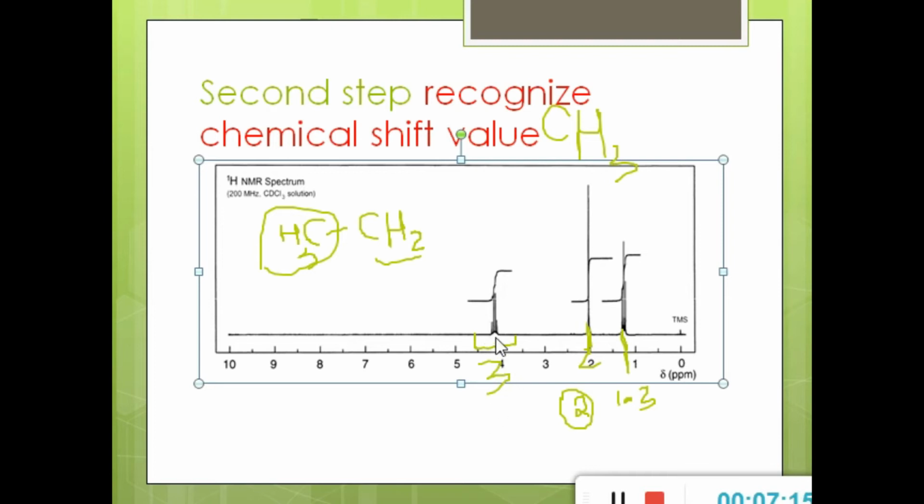Then the third value is a quartet. Quartet means that this hydrogen is present on the carbon which is attached with the 3 hydrogens in its environment. As you can see here, this is a methylene that is attached with the 3 hydrogens. So this methylene group is attached with the methyl. This peak is due to this methylene group. So we get 3 peaks that are present in 3 different environments.